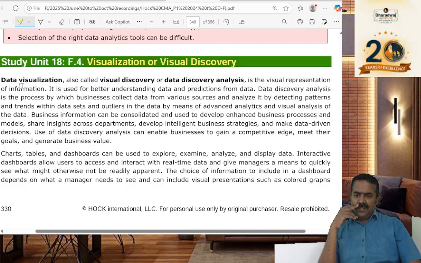What is the next one? Data visualization. Maybe after a small break, we will do 10 minutes of break.